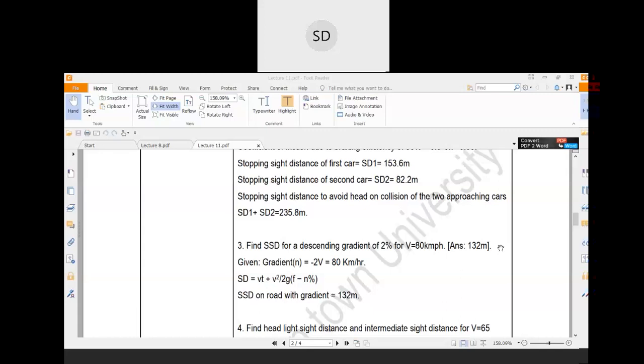Okay, what is the coefficient of friction value you have considered? Sir, I have considered 0.37. Okay, then it is okay, as here it is not given. You can consider 0.37. So if you consider 0.37, you will get around 127 point something. Okay, now is that numerical clear now? Yes, sir.